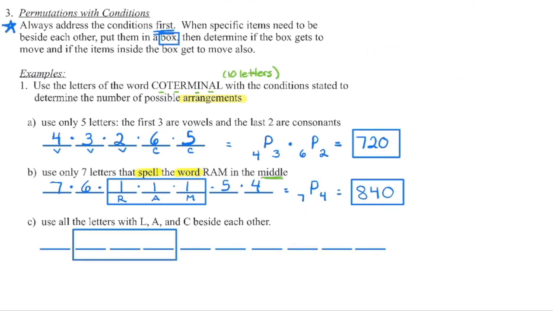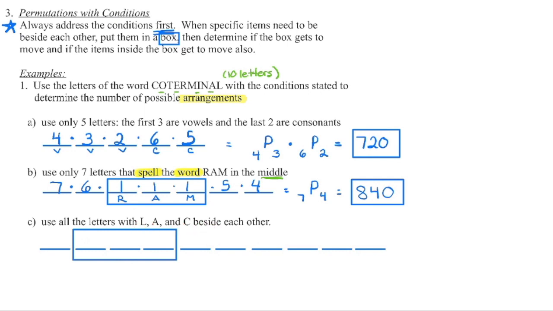Any objects that have to go together, we always put them in a box. That box is going to be one position, but then you're going to decide, is that box moving or not? In this example here for B, we are told that those letters have to go in the middle. So this is not a possible spot that's going to be moving. Those letters are set. R here, A here, M here. In this next question, we're told we're going to use all the letters. So I've gone ahead and drawn out my 10 spaces, and we're only told L, A, and C have to be beside each other.